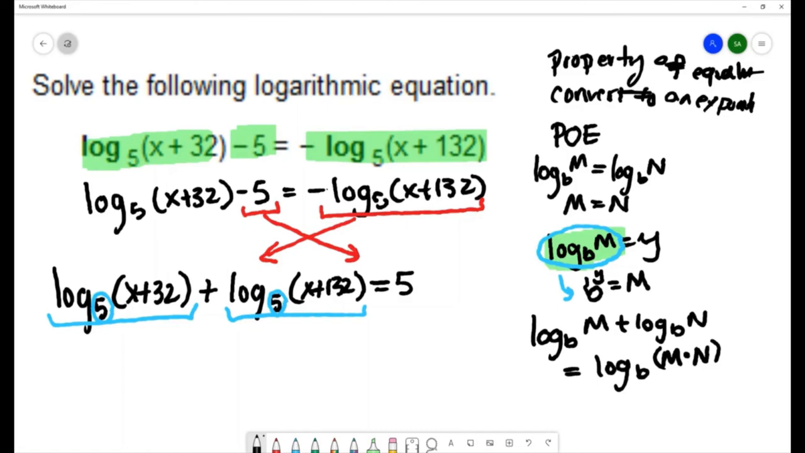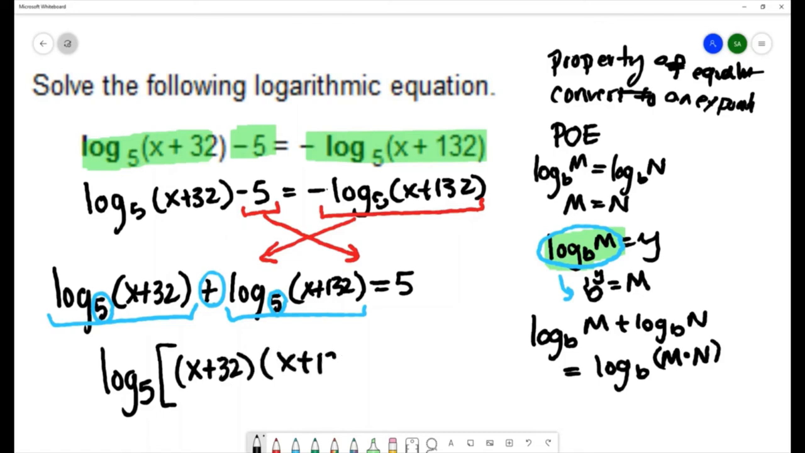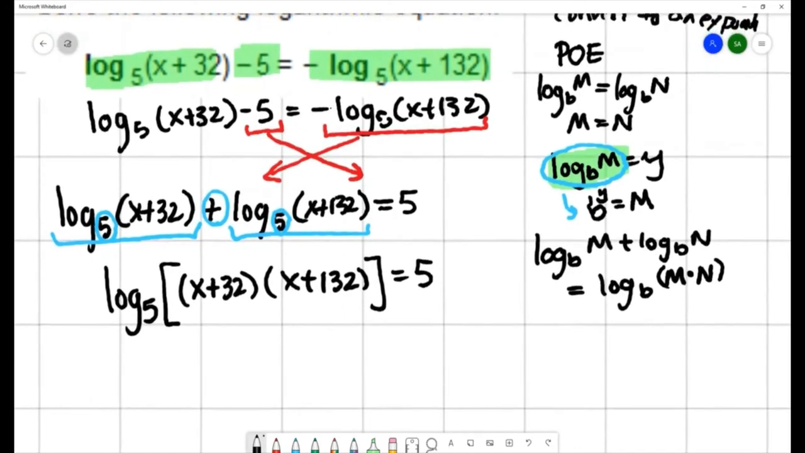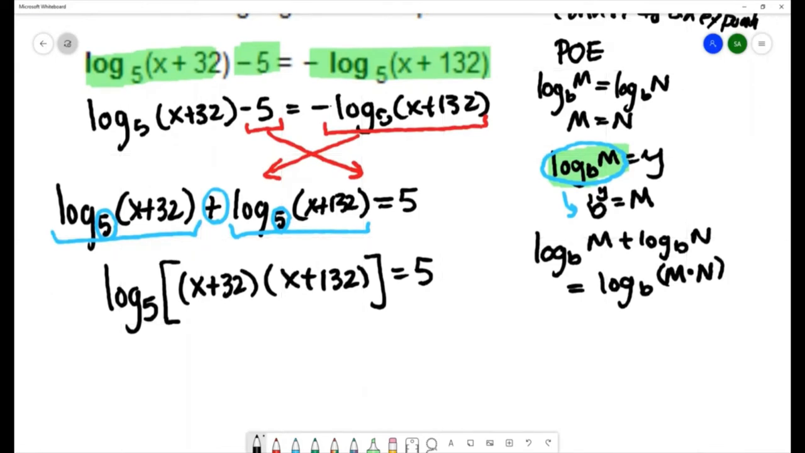So we're going to condense this to a single log. Both of them have base 5. We'll have log base 5, and inside of that we're going to use the product. We're using the product because this is addition. The product of (x plus 32) times (x plus 132) equals 5. So now we've got it in a format where we can use this method of converting to an exponential. And when we convert, we're going to use the base of this log. The log always equals the exponent. So 5 to the 5 equals (x plus 32) times (x plus 132).